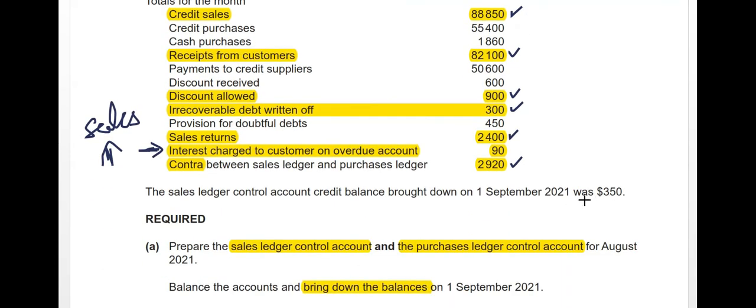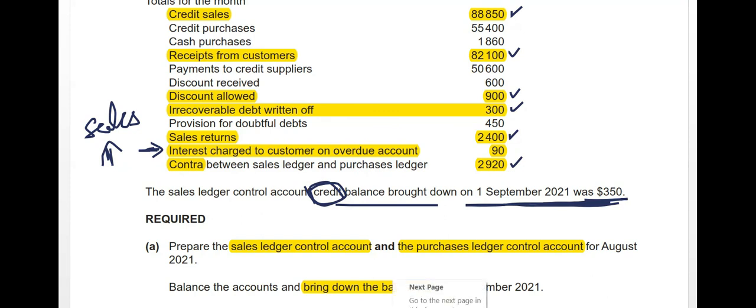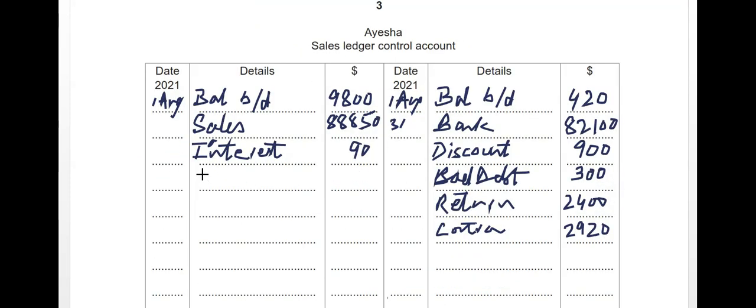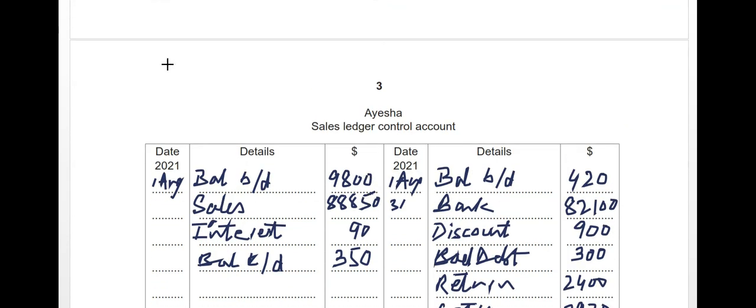But before that, when we look at the question, we see that they have given us a closing balance of sales ledger control account, which is a credit balance. Now this is a credit balance brought down. Always remember that the closing value for any credit balance or debit balance will always be shown on the opposite side, because that's where the difference will fall. So the credit balance will be shown on the debit side, as this is the difference.